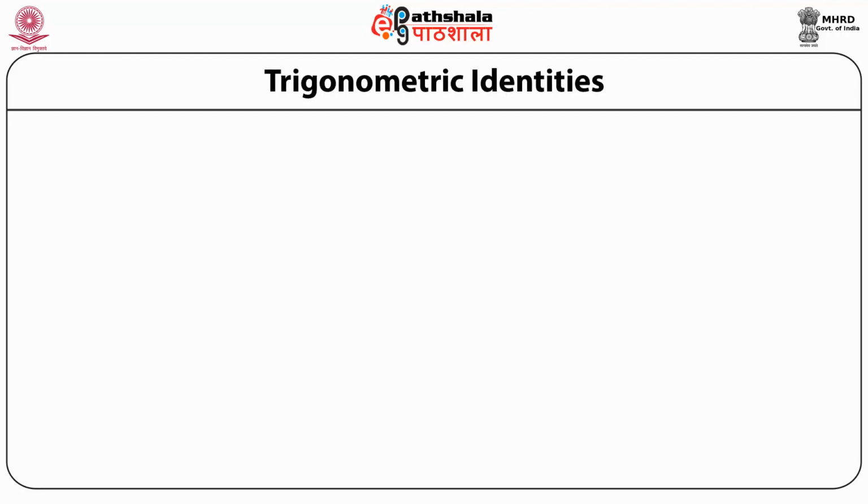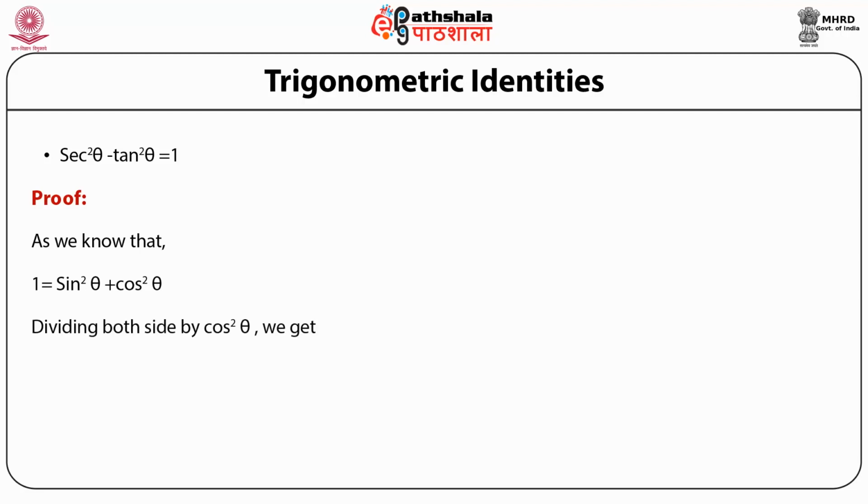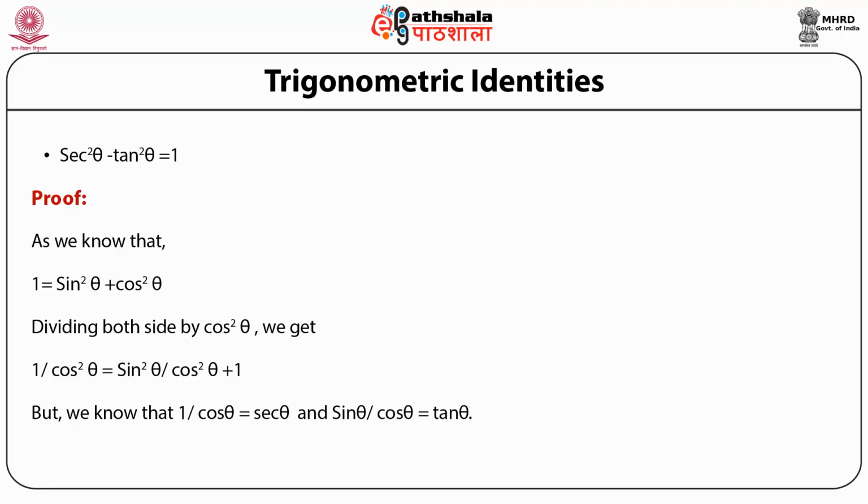The second important identity is secant squared theta minus tan squared theta is equal to 1. Proof. As we know that 1 is equal to sine squared theta plus cos squared theta, we divide by cos squared theta on both sides. Then we get 1 over cos squared theta is equal to sine squared theta by cos squared theta plus 1. We know 1 over cos theta is secant theta and sine theta by cos theta is tan theta. Hence, secant squared theta is equal to 1 plus tan squared theta, or secant squared theta minus tan squared theta is 1.